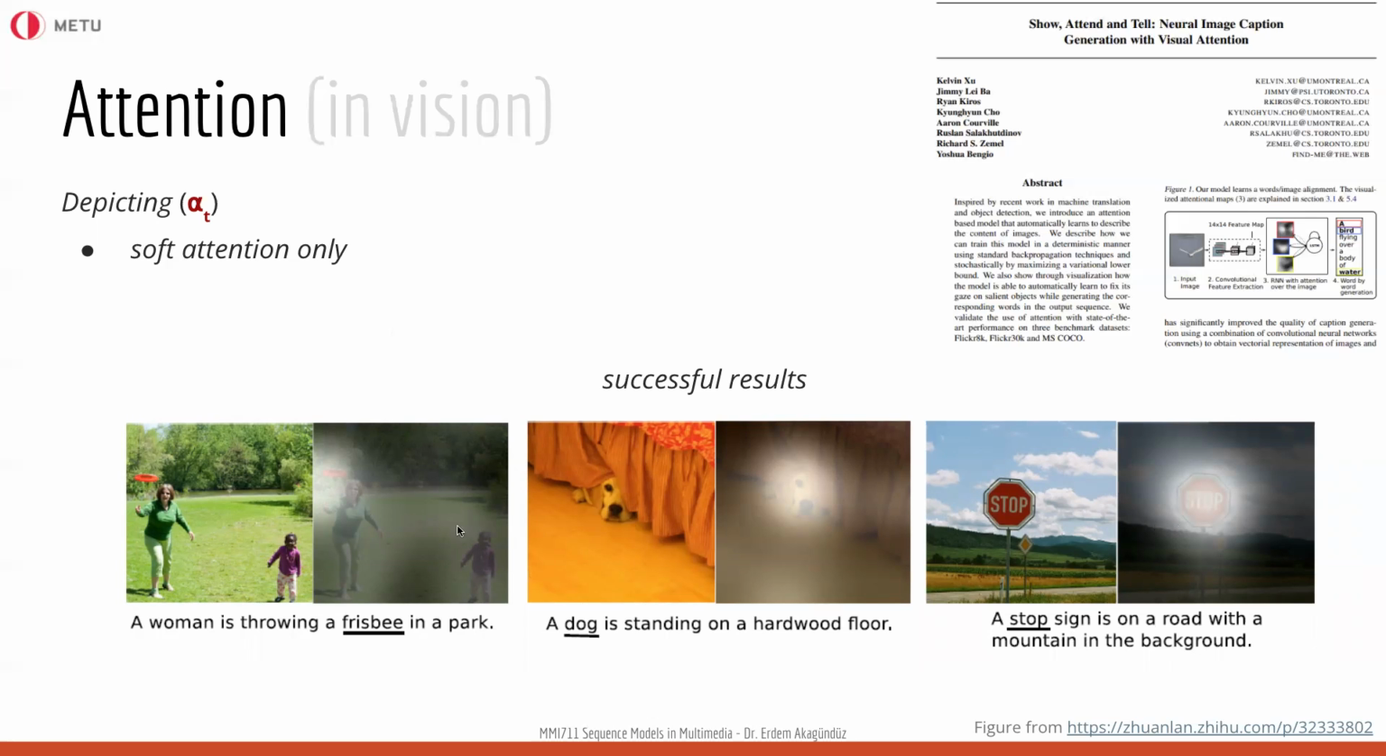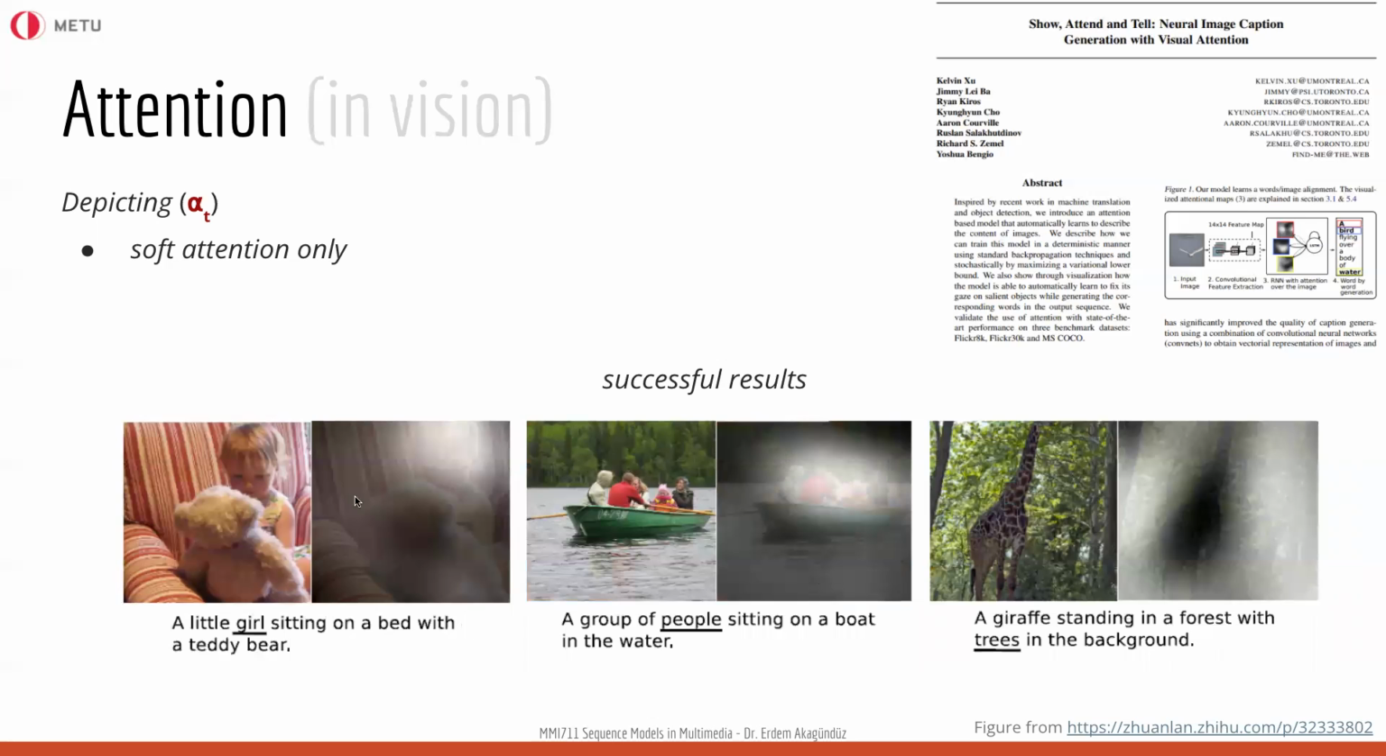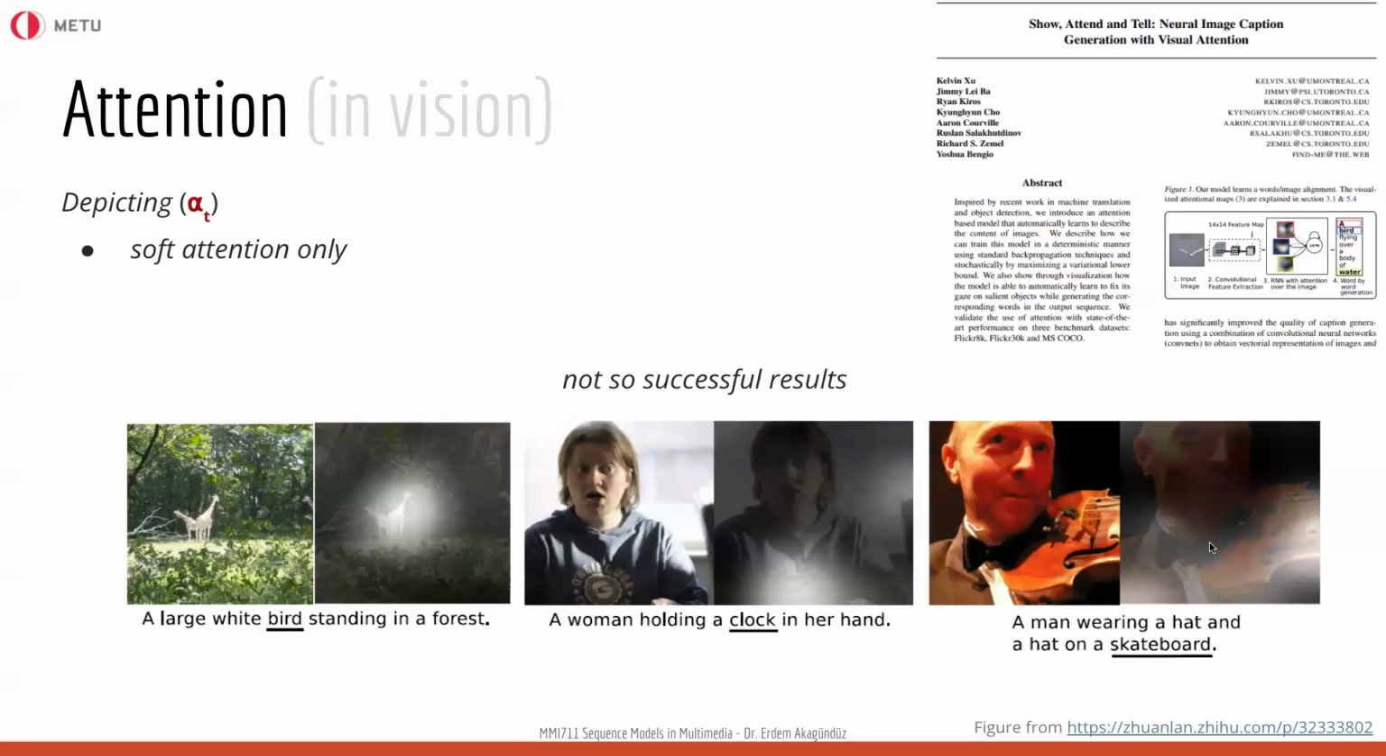It looks like hard attention. So, successful results still. A little girl, so at girl we have the highlight over the head of the girl. A group of people. A giraffe is standing in a forest with trees everywhere, but the giraffe is white. So it means alphas around these regions are stronger. Alphas that fall on the regions where I have the giraffe are lower, I think. So these are the successful results.